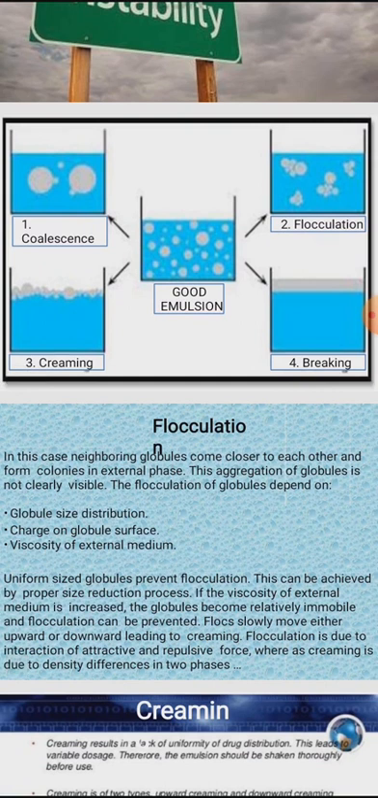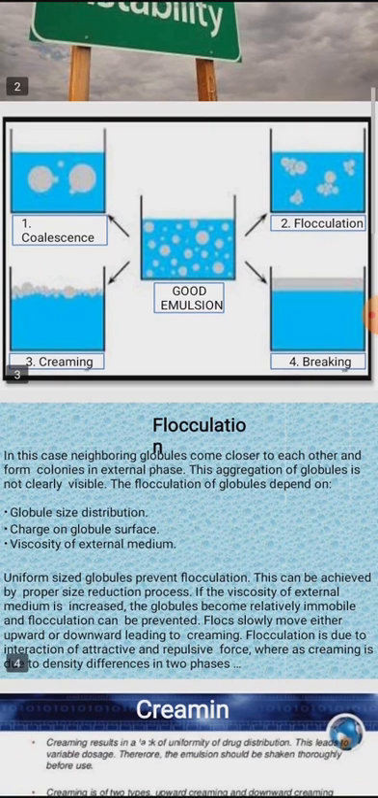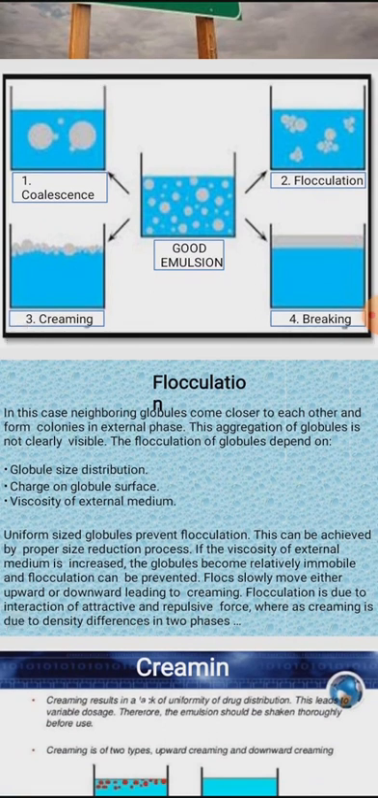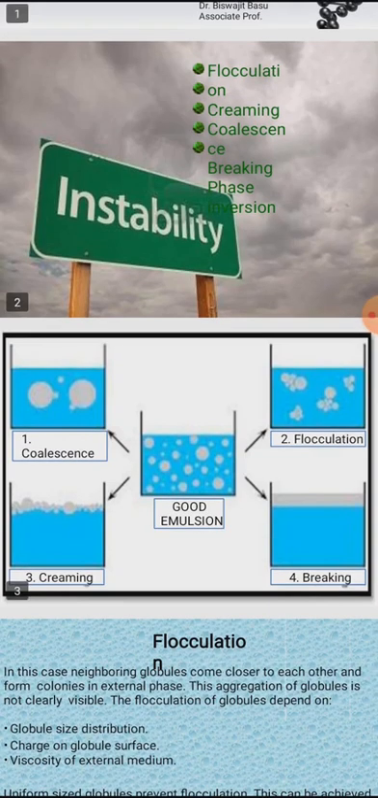So finally we can say that emulsifying agent helps to stabilize the emulsion. But in spite of best effort, emulsions tend to be unstable. What is the reason? The reason is the 5 instability markers. Here we can see the first one is flocculation, second creaming, third coalescence, next breaking, and the fifth one is phase inversion. So one by one we will discuss them.